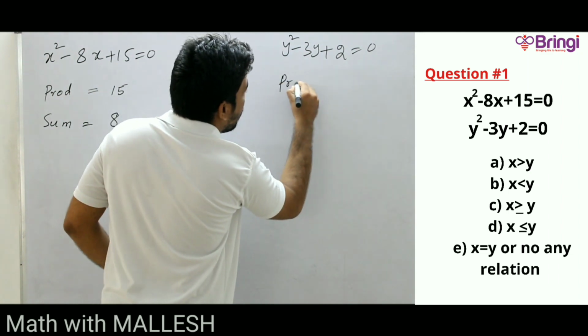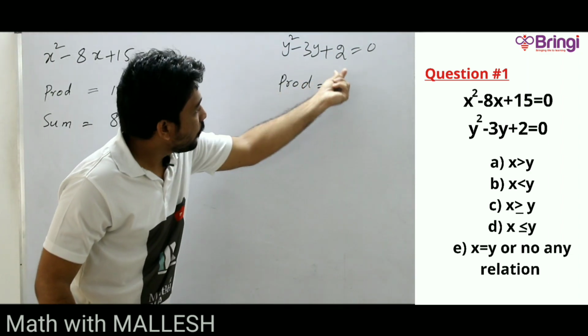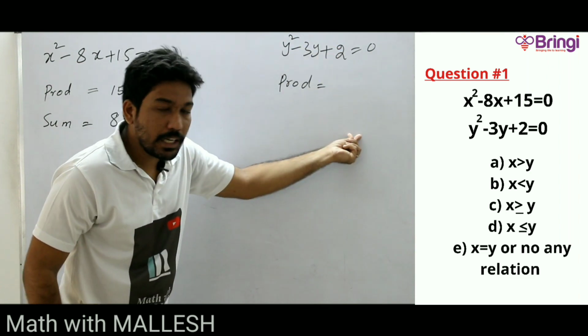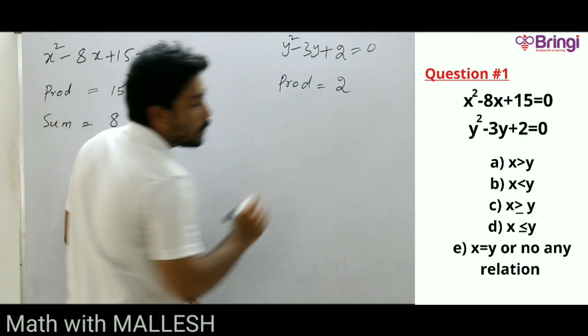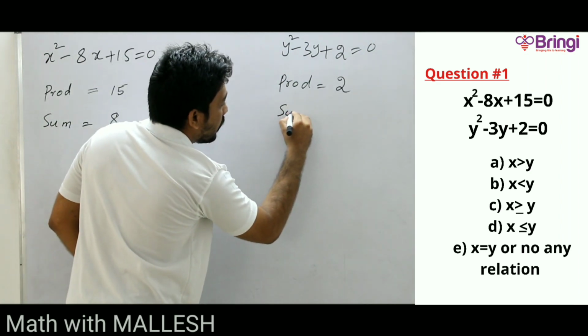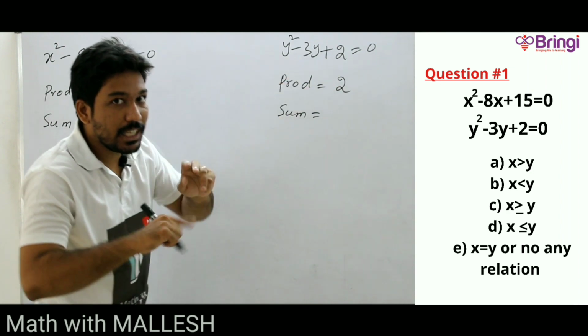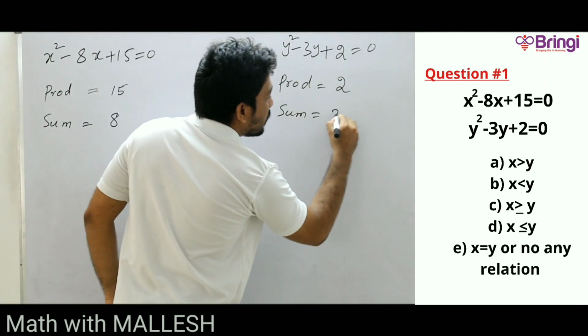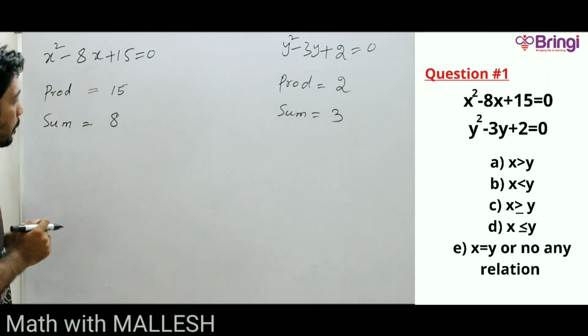Now here product. What is product value? 2. Whichever symbol is there, same symbol you can write, and whichever number is there, same number you can write. So product is equal to 2. What is sum? Sum is equal to, here minus 3 is there, take reverse. So positive 3. Now coming to this one.